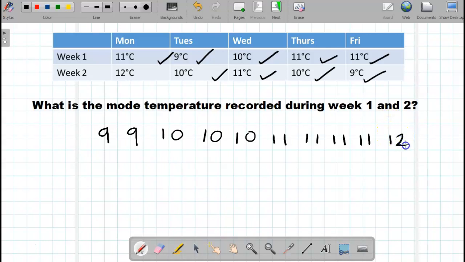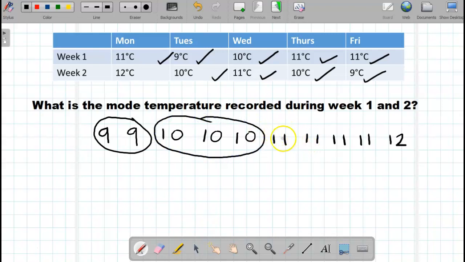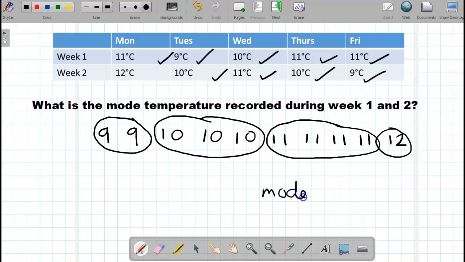Okay, so what can I see with this data? I can see there are 2 occurrences of 9. I can see there were 3 occurrences of 10. I can see there were 1, 2, 3, 4 occurrences of 11 and 1 occurrence of 12. So therefore, what is my answer? What was the mode temperature recorded during week 1 and week 2? I can say it was 11 degrees Celsius.